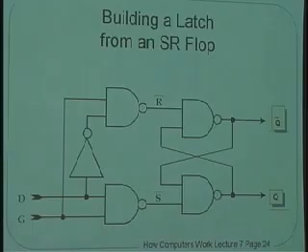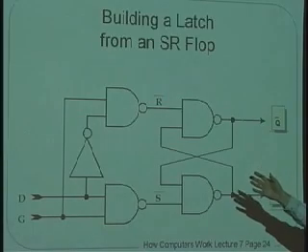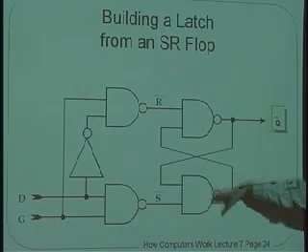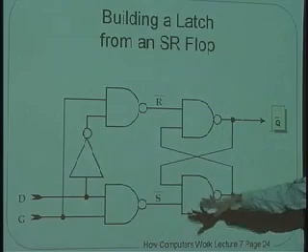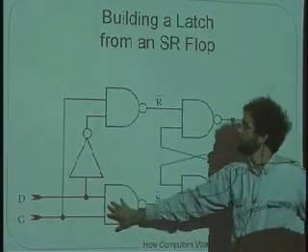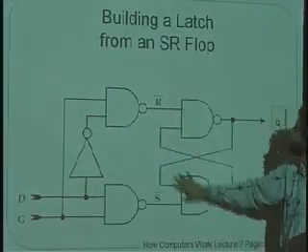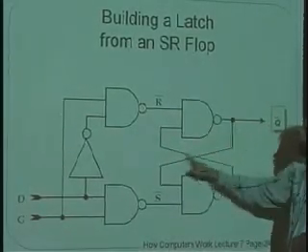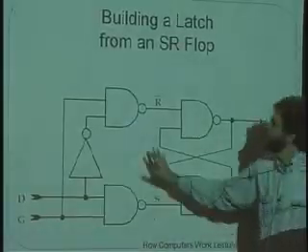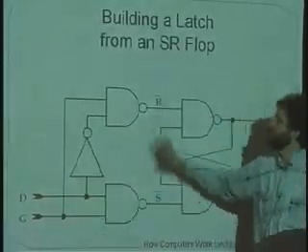Okay, this shows how we can transform a set-reset flip-flop into a D latch by putting some logic in the beginning to sort of map D and G into S and R. The memory is being done here. Here's the feedback kind of going through this thing here. And then the transformation from D and G to S and R are done here.